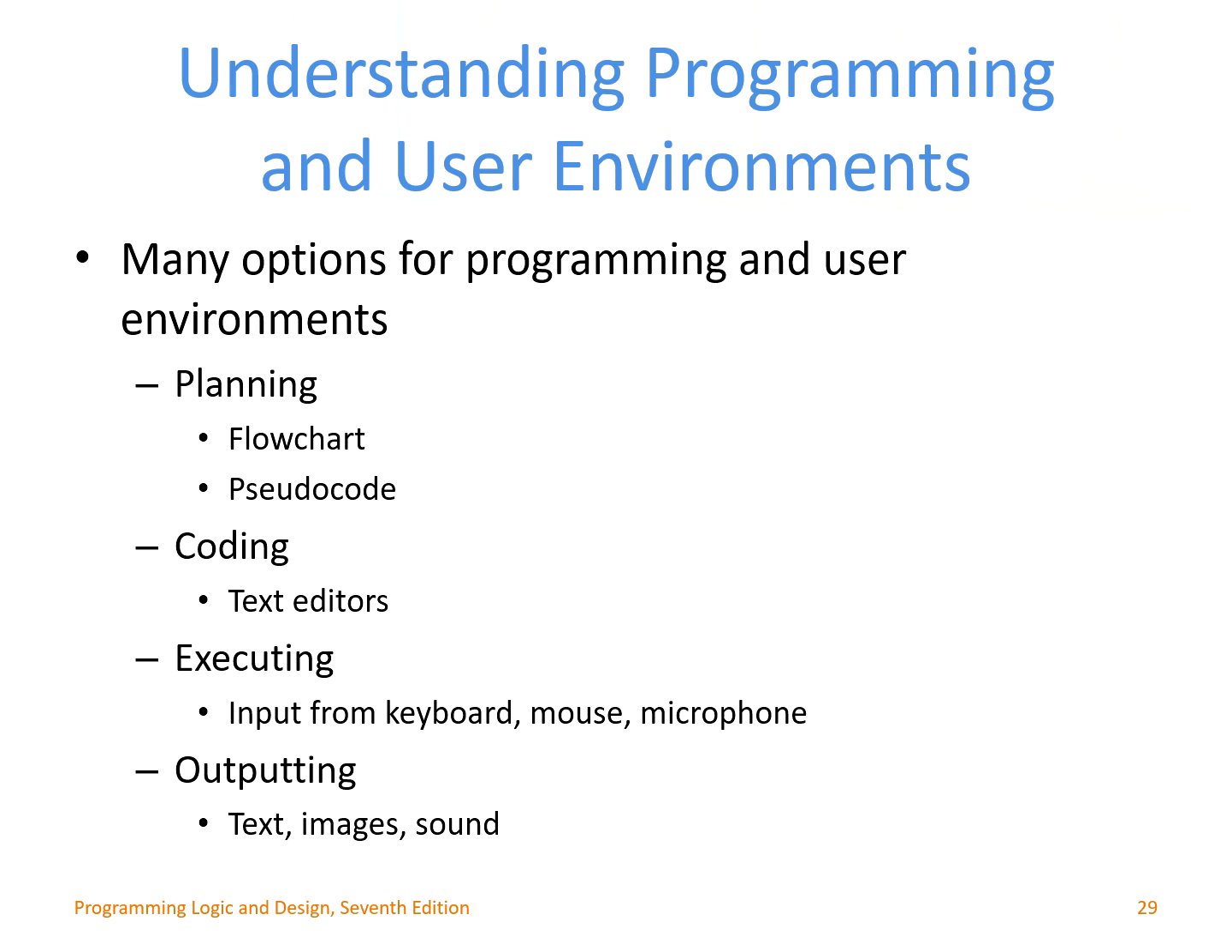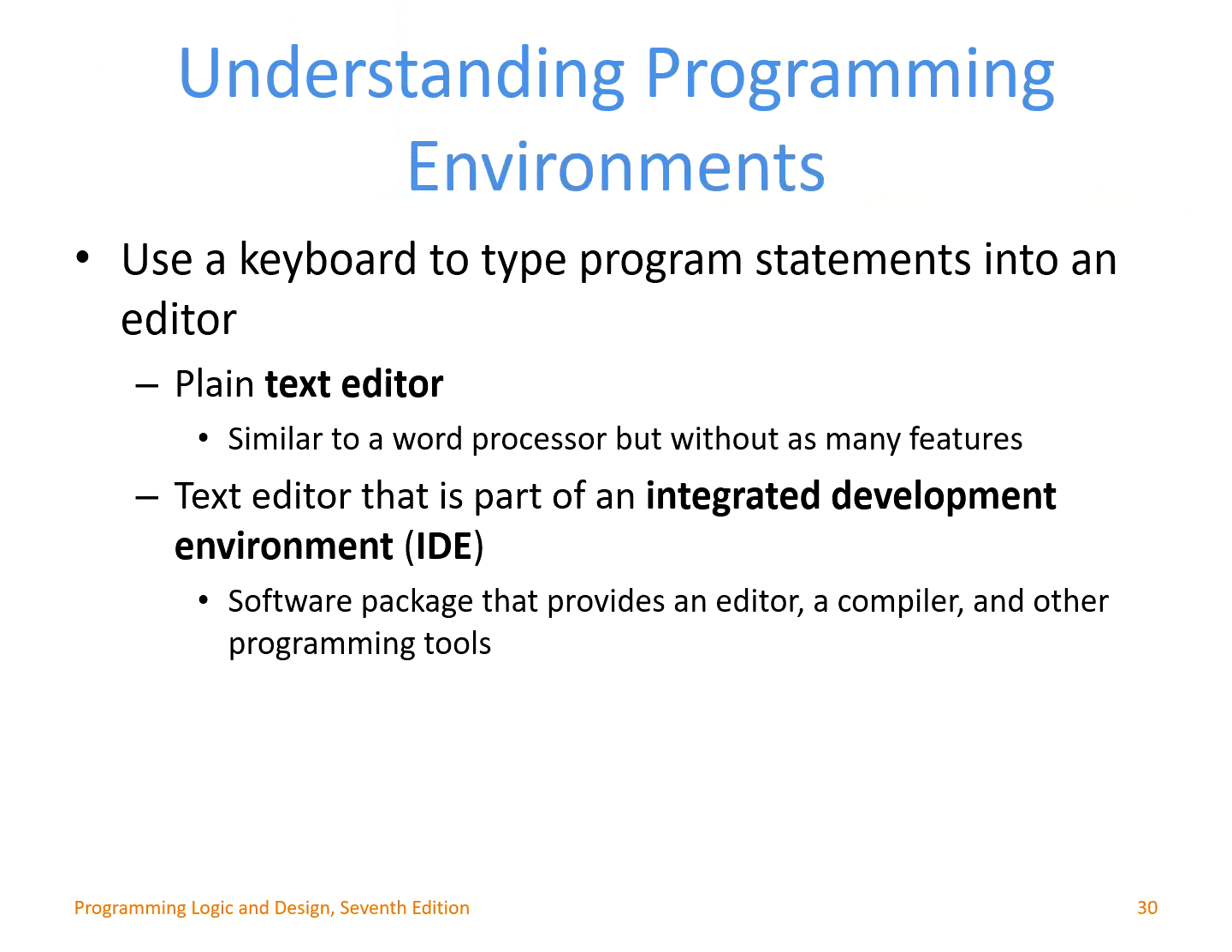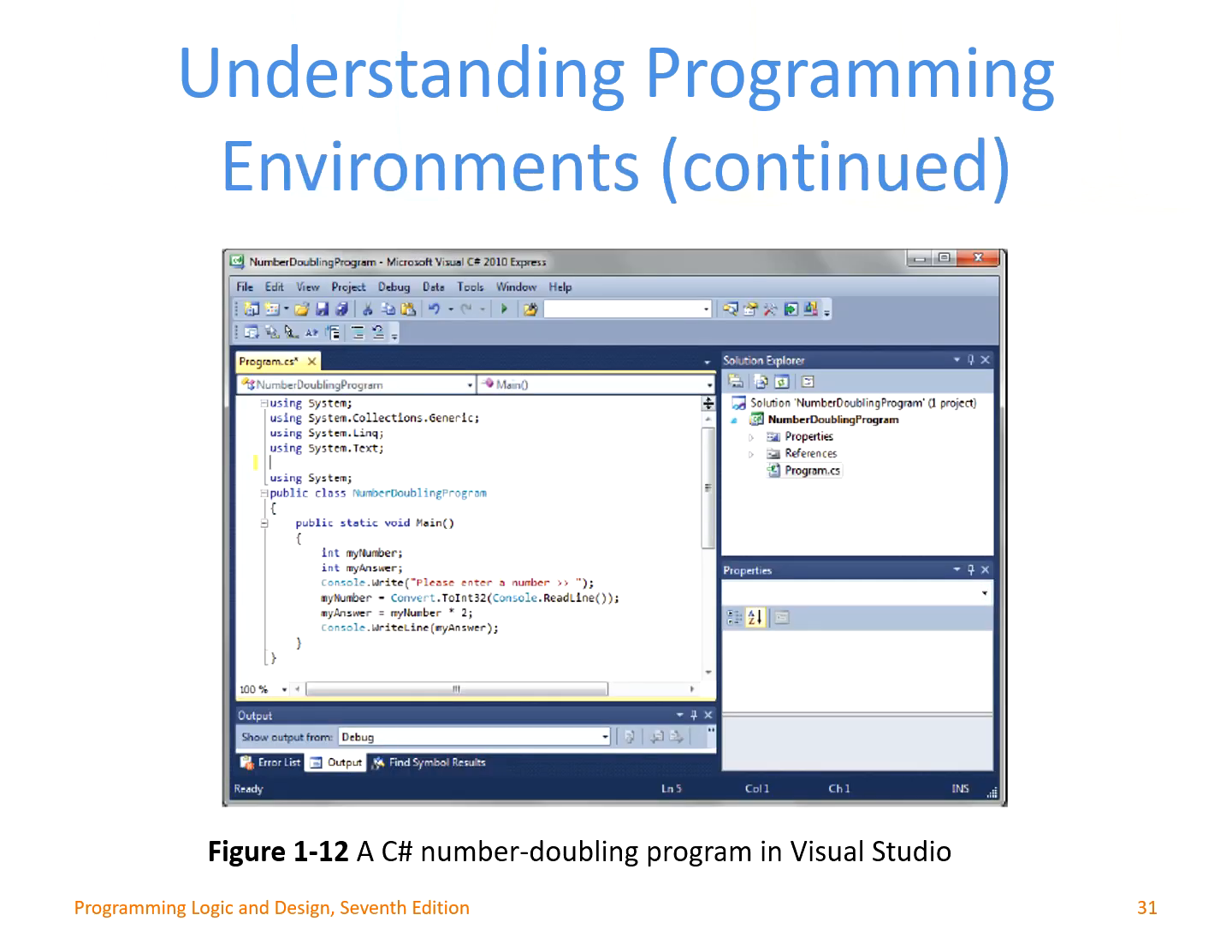Understanding programming and user environments. For planning, we have flowcharts and pseudocode. For coding, we have text editors. In terms of executing, the input comes from keyboard, mouse, and microphone. While for outputting, the text, images, and sounds. Figure 1-12 is an example of a C# number doubling program in Visual Studio.